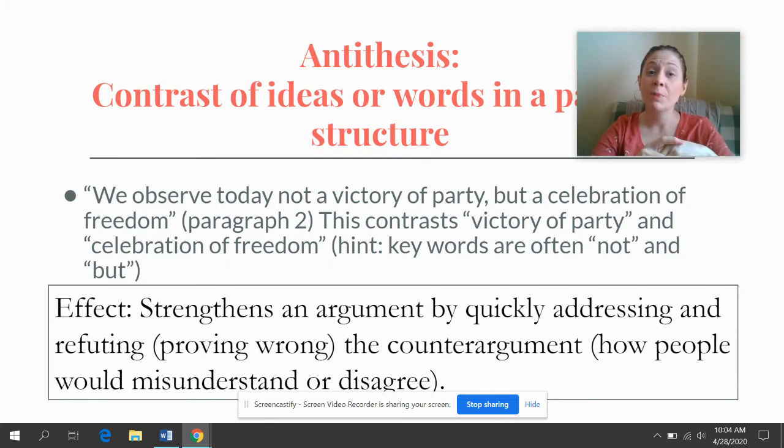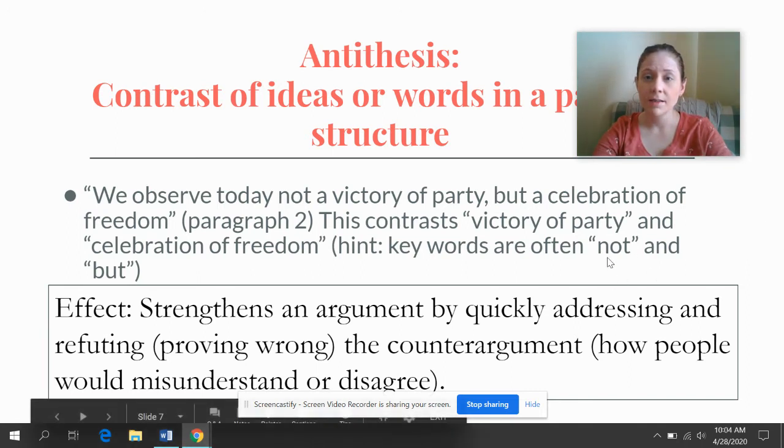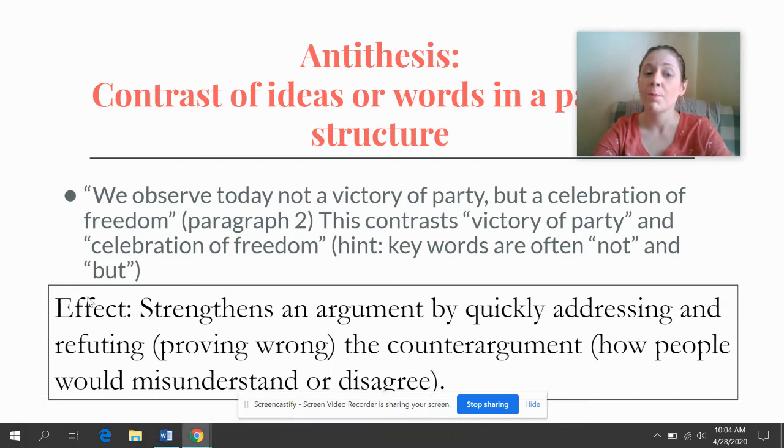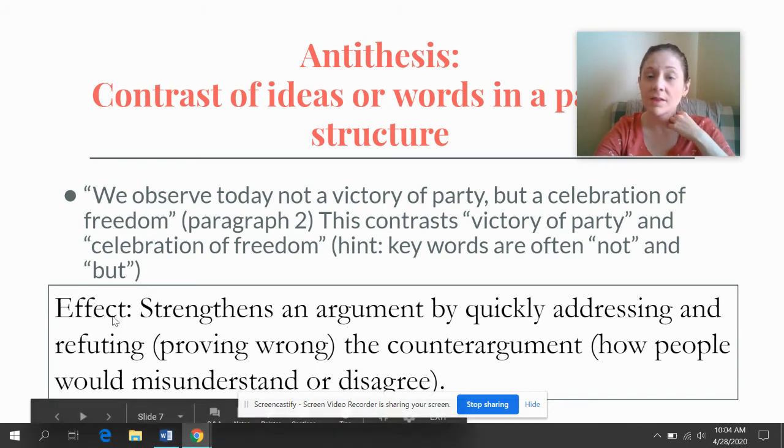Some words that will help you understand when you see antithesis are "not" and "but." So antithesis is often introduced by the word "not," and then the two phrases are separated by the word "but." They can also be separated by the word "yet." You'll see that in JFK's speech a lot. Here's an example from paragraph 2.